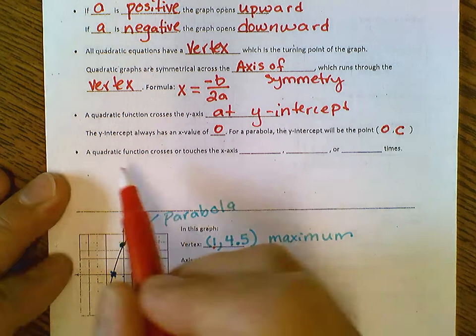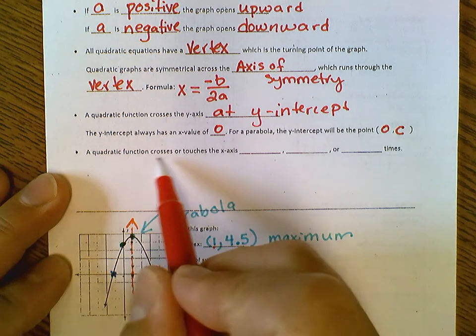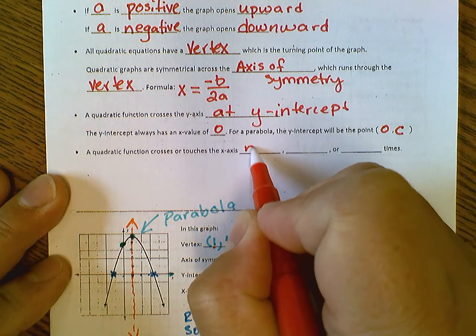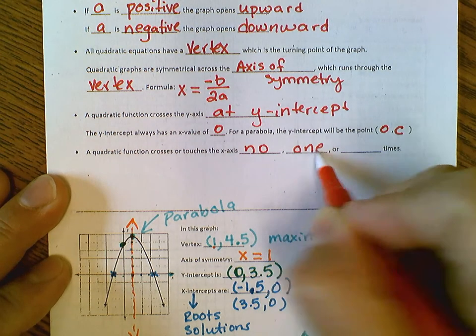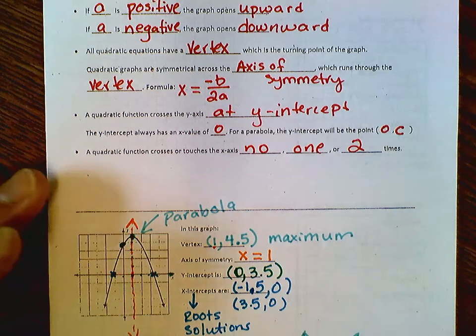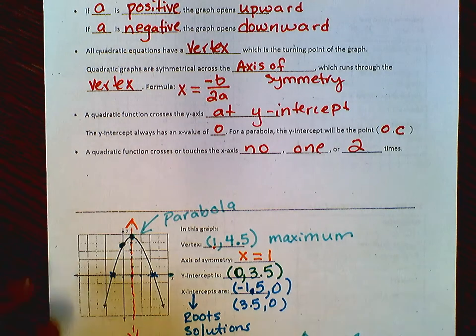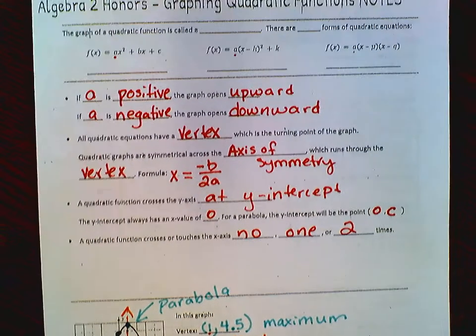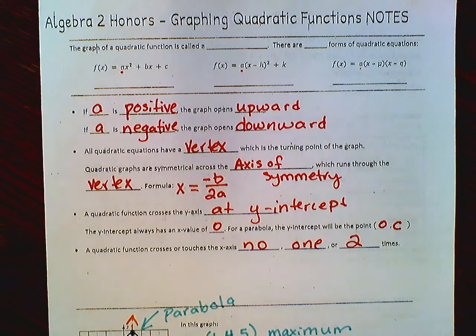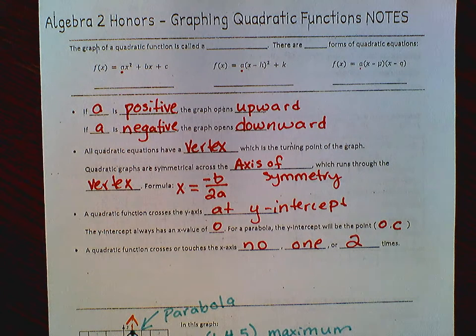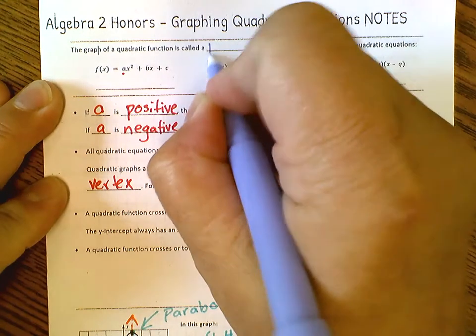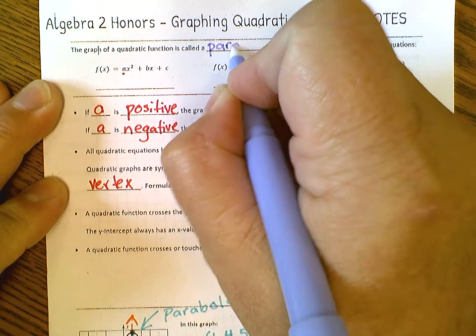And then a quadratic function crosses or touches the x-axis no times, 1 time, or 2 times. And we will discuss those. All right, so now let's get started talking about our 3 forms. The graph of a quadratic function, as we just mentioned at the beginning, is called a parabola.